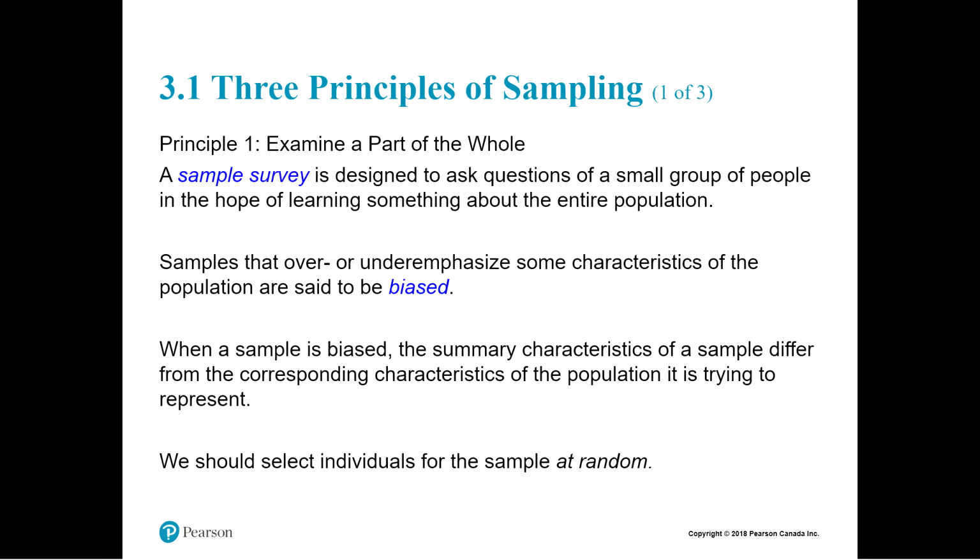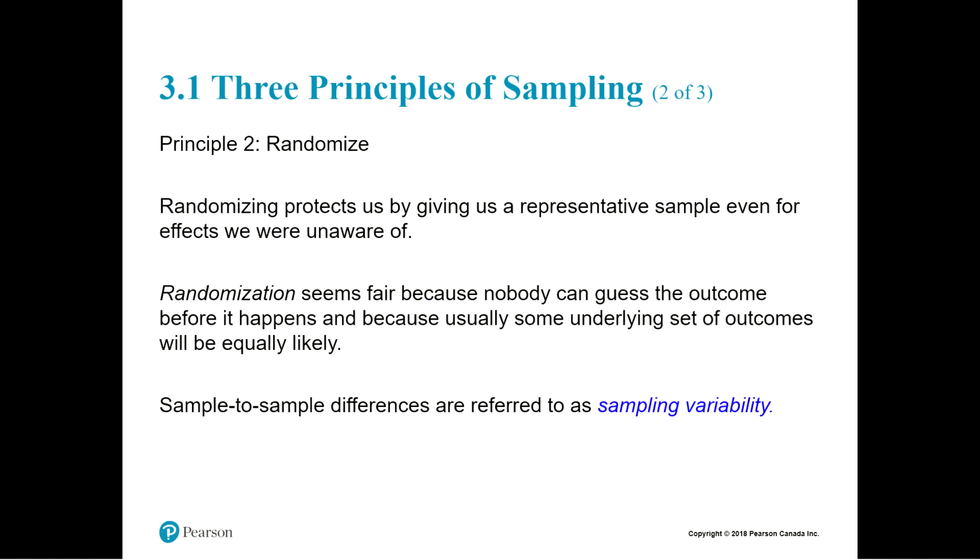Samples that over or under emphasize some characteristics of the population are said to be biased. When a sample is biased, the summary characteristics of the sample differ from the corresponding characteristics of the population it is trying to represent. That means we should select individuals for the sample at random as much as possible. And principle 2 is to randomize.